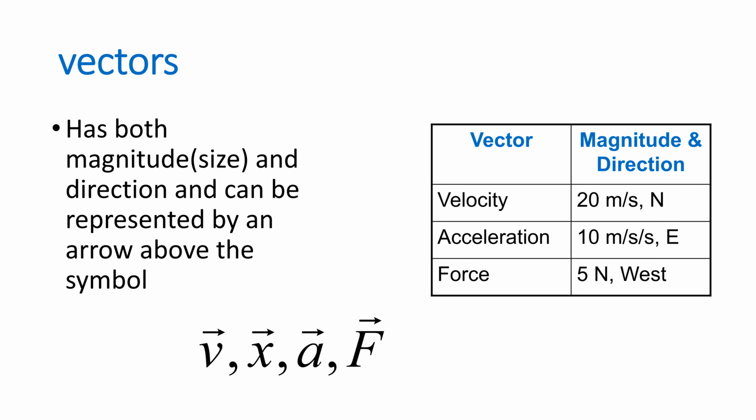Well, vectors have both magnitude, which is size, and direction, and can be represented by an arrow above the symbol, like v with an arrow towards the right, and x with an arrow towards the right, the same for a and F. So an example of vectors, which we know are quantities that have magnitude and direction, are velocity, acceleration, and force. So velocity, 20 meters per second, which is the magnitude, towards the north, which is the direction. Acceleration, 10 meters per second squared, towards the east, and force is 5 newtons toward the west.